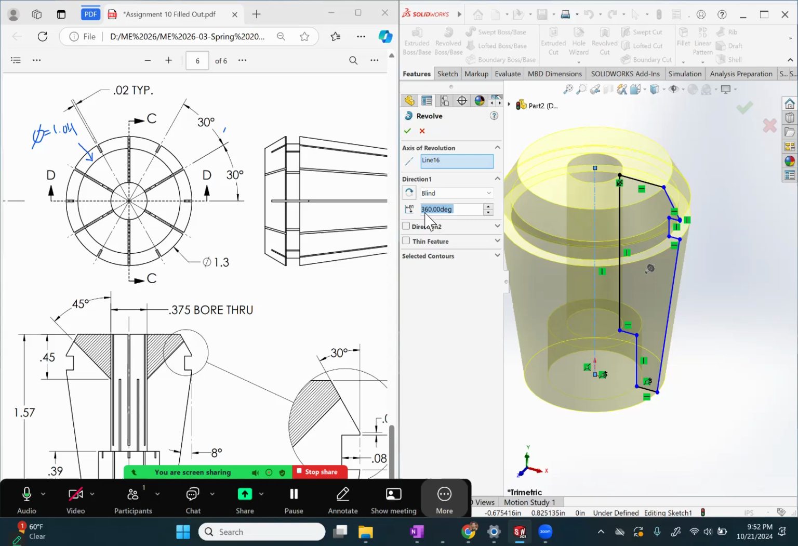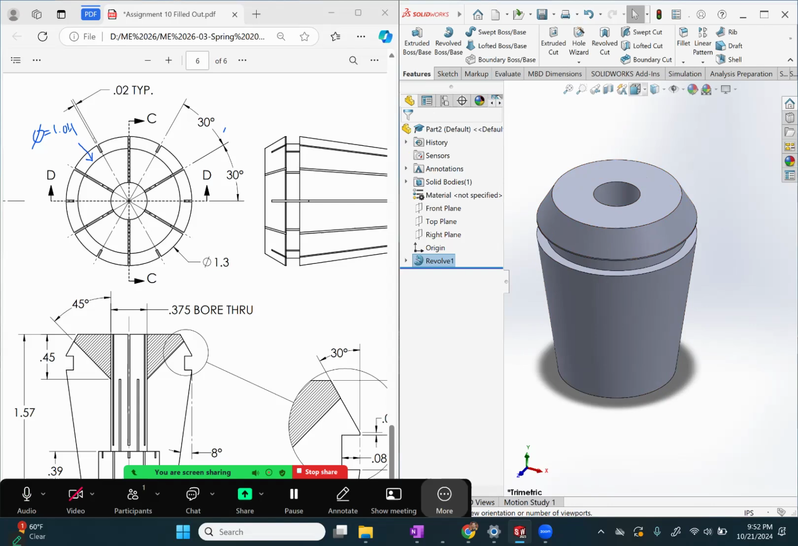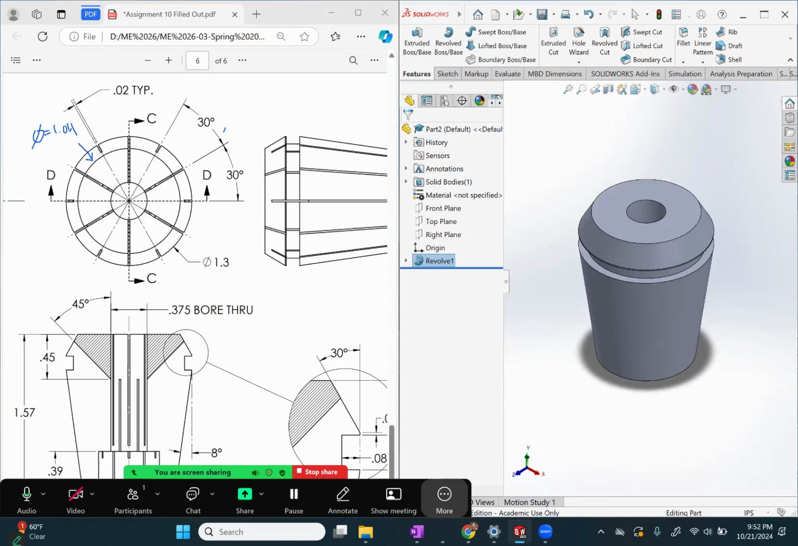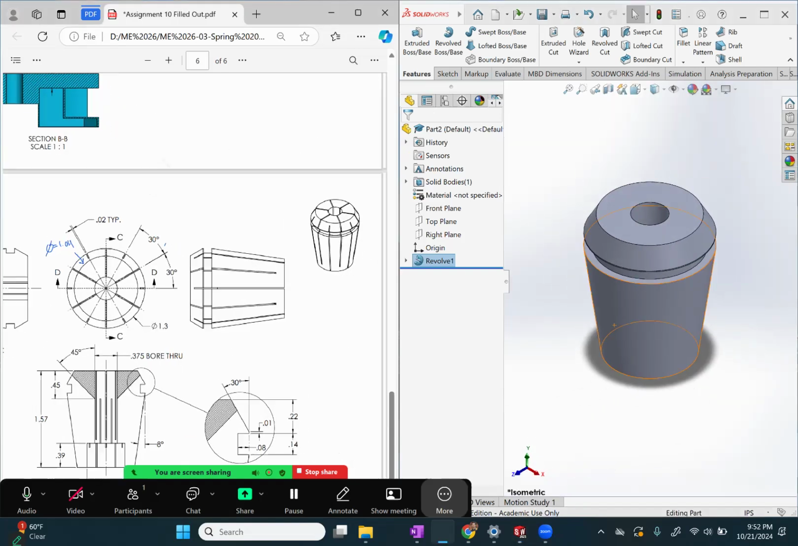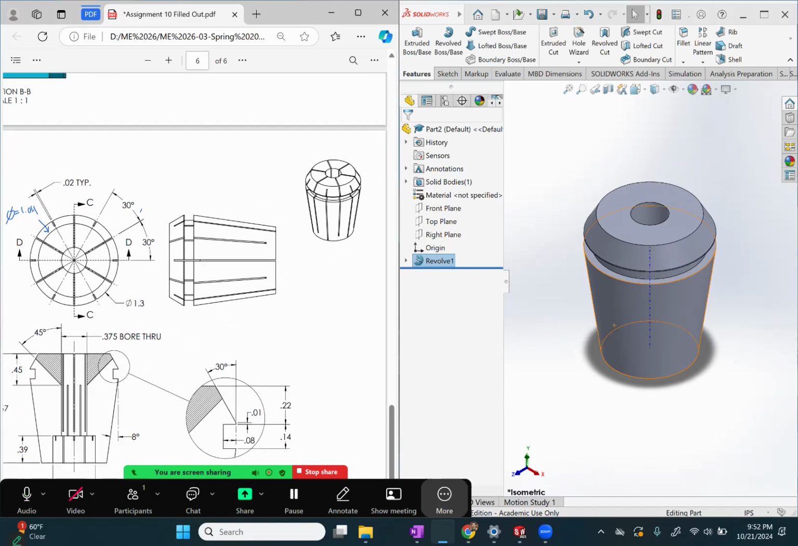Of course, you want to revolve this 360 degrees. And it also selected the contour or the area we want to revolve. So now we have the general shape of our drawing. Let's check our isometric. It's pretty good. Now all we have to do is create these slots in the piece. And this might look intimidating, but I don't believe it is. We're going to break this down and make it very simple.